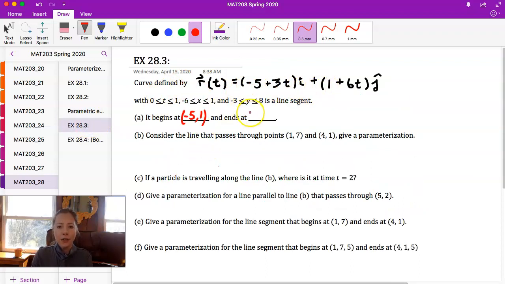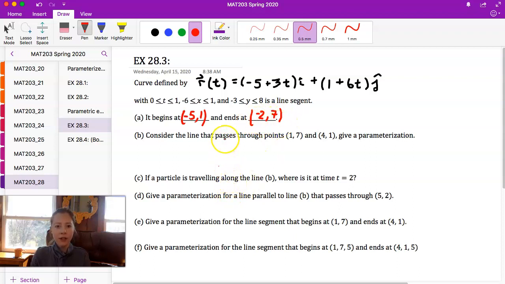And then we have to figure out where the line segment ends, so we plug in 1 for time. That's the end of our time interval. We have minus 5 plus 3 for our x component, which is minus 2, and 1 plus 6 for our y component, which is 7. So from a time of 0 to 1, this parametric curve is the line segment that starts at minus 5, 1 and ends at minus 2, 7.